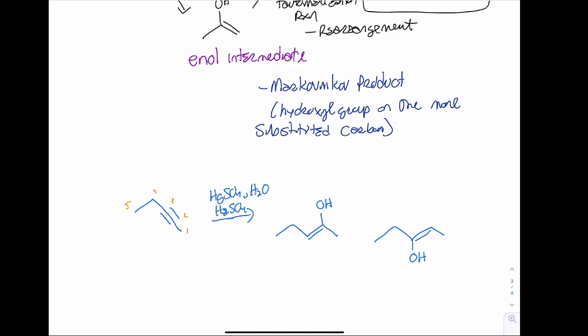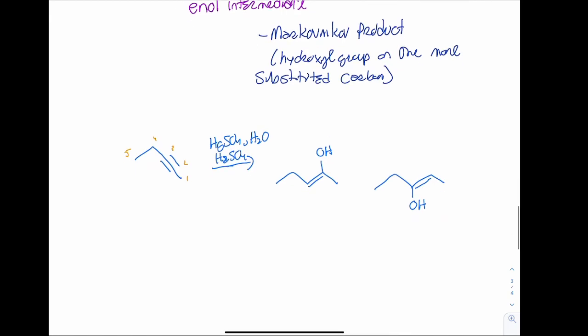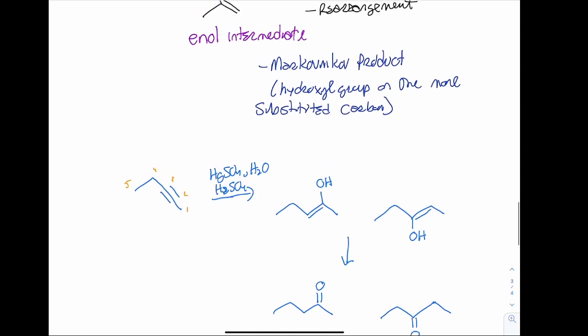So they're equally substituted. When these tautomerize then to give me my product, I'm actually going to end up with two different ketones. One where the carbonyl is carbon 2, and another one where my carbonyl carbon is carbon 3. And I actually would be looking for both of those products. So if it's an internal alkyne that's unsymmetrical, we're going to get two different products.